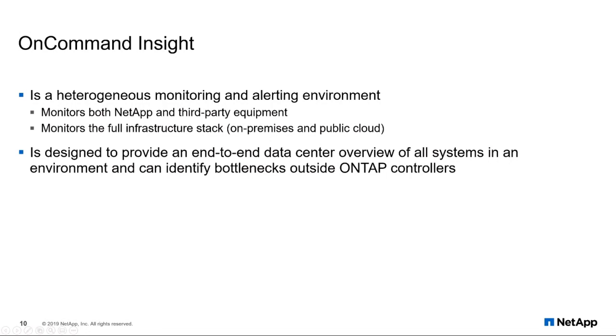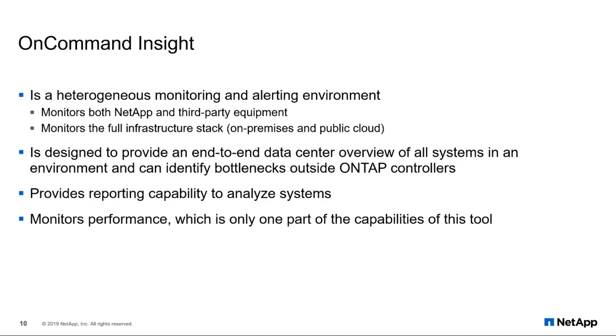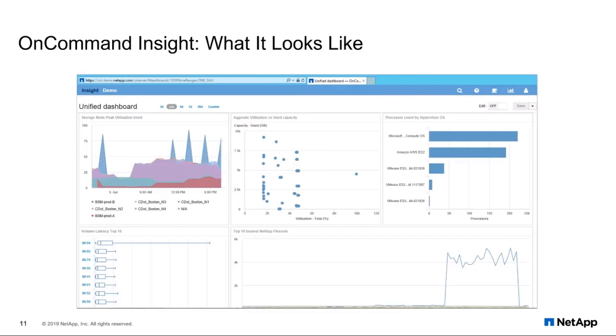controllers. OCI provides reporting capability to analyze systems. Reporting can be useful for spotting trends over time and planning for updates, upgrades, additions, migrations, optimizations, and so on. In OCI, performance monitoring is only one part of the capabilities of the tool. Here you see another small example of just some of the information that OCI can provide.